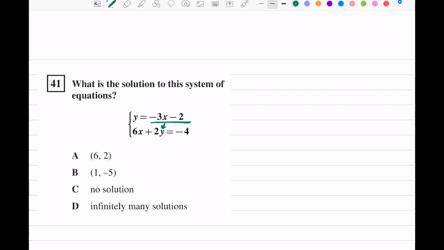Our second equation would look like 6x plus 2 times, and then we'll substitute in for y, negative 3x minus 2, and then we have equals negative 4. And now we can solve for x. We have 6x plus, and then using the distributive property, 2 times negative 3x minus 2 times 2.